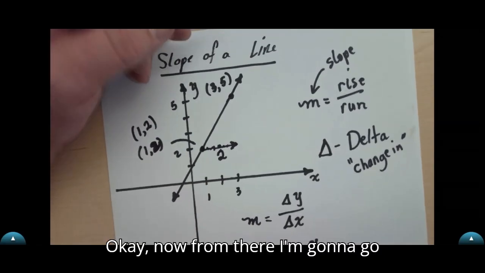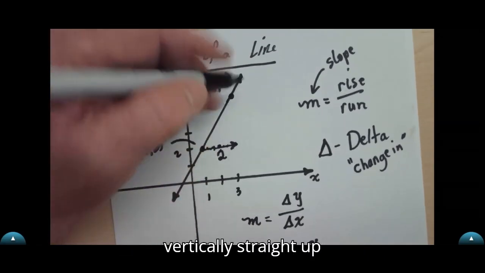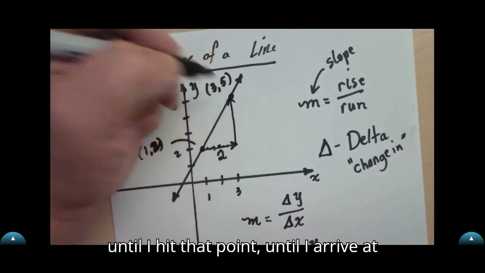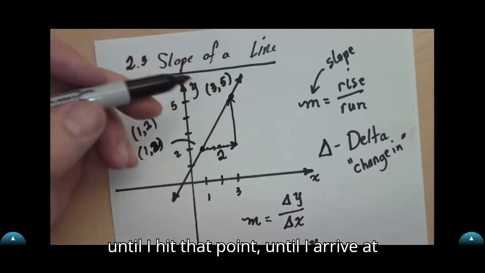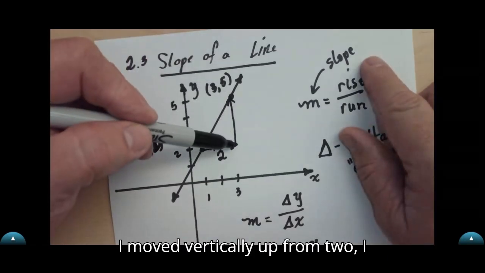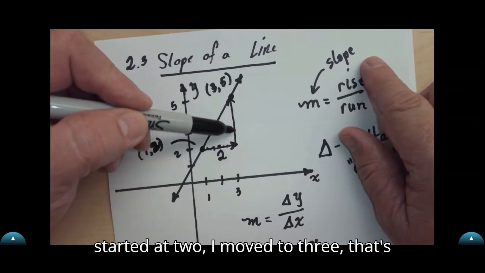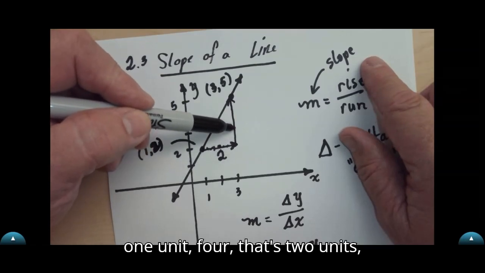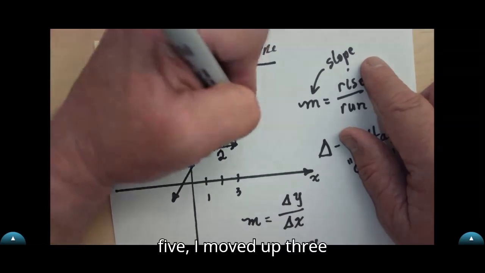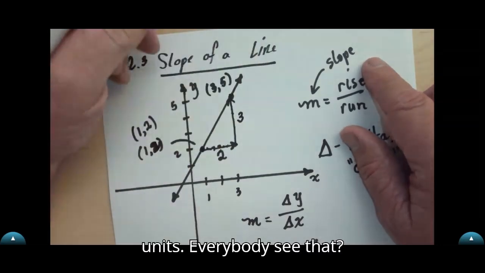Now from there, I'm going to go vertically straight up until I arrive at the point. Let's see what I did there. I moved vertically up from 2. I started at 2, moved to 3, that's 1 unit, 4, that's 2 units, 5, I moved up 3 units. Everybody see that?